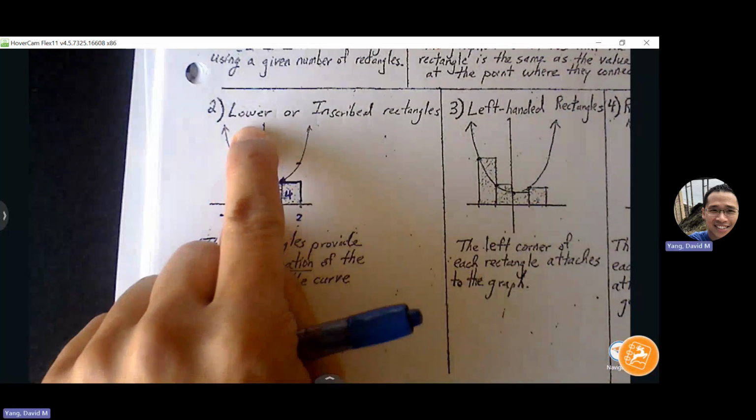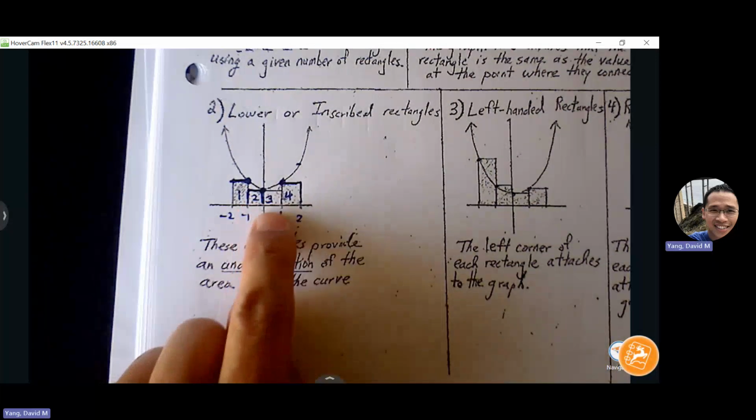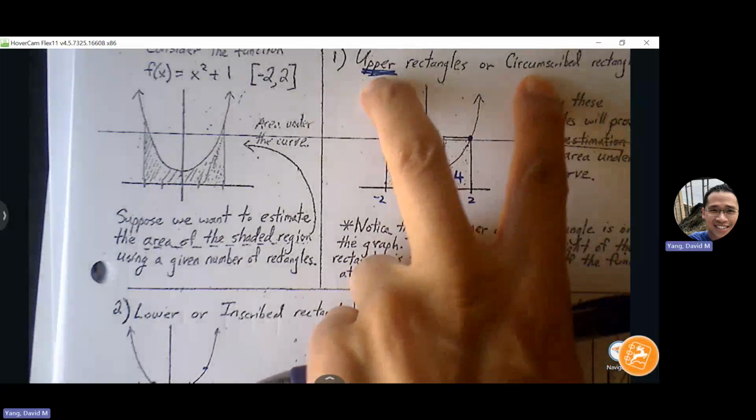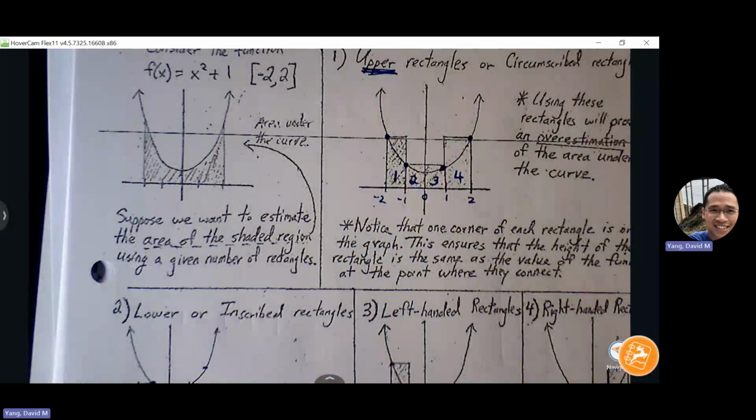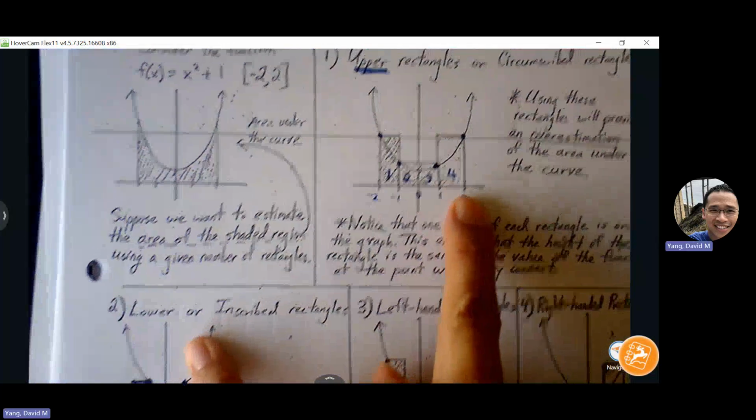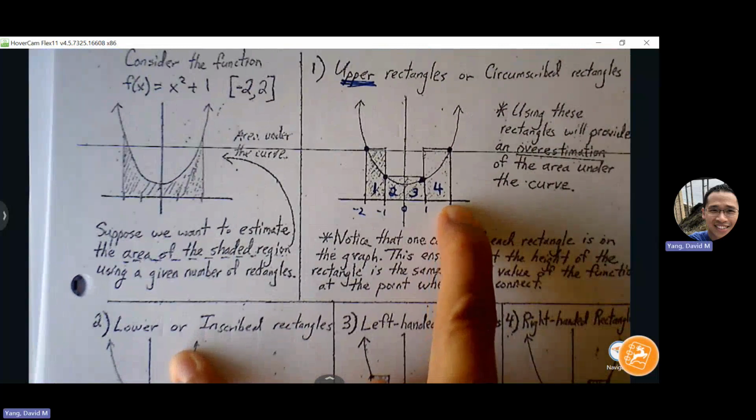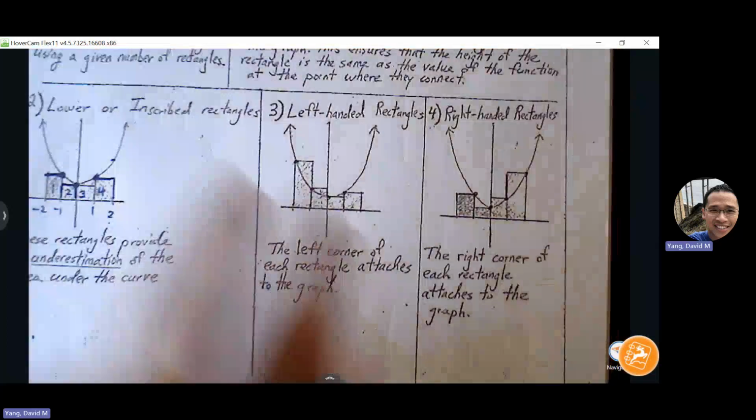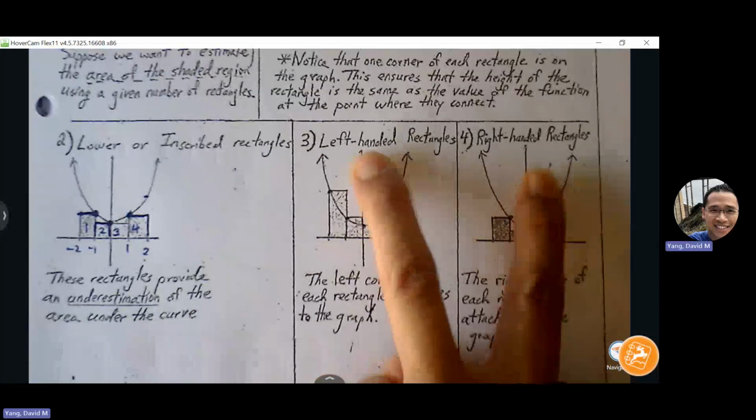If we want a lower or inscribed rectangle, you want to choose the lower height of each region. If it's an upper rectangle or circumscribed rectangle, you want to choose the higher height from either corner. Now, these are not as common on the AP exam and not the ones we're going to explore. The ones that we're going to see more often are these left-handed or right-handed rectangles.